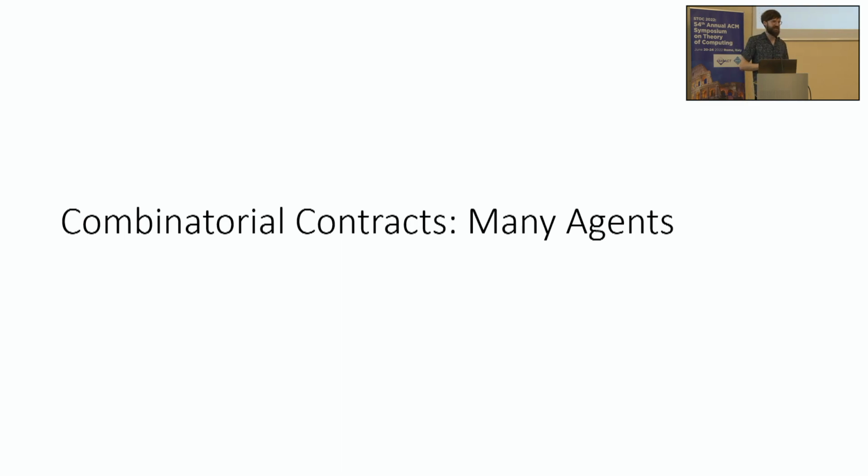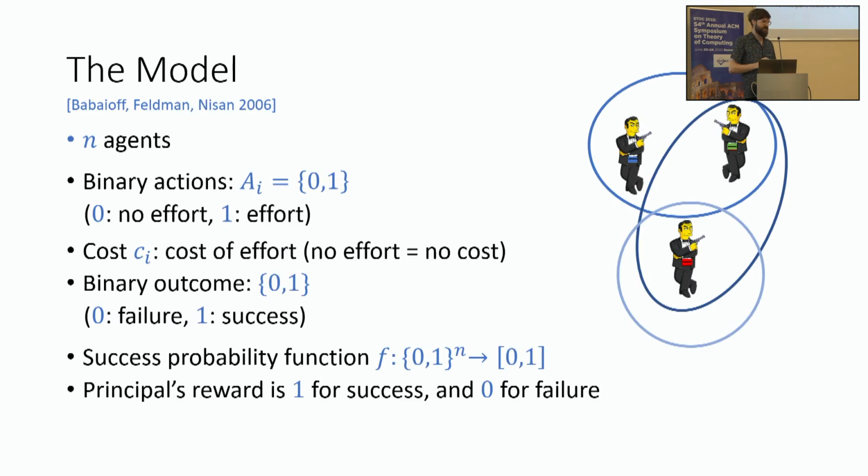Okay, now let me change gears for the last time. In this final part, I want to again talk about combinatorial contracts, just to hammer this down, but this time with many agents. The motivating example here would again be that you're running a team. You're a manager, and you try to incentivize your team to do the best they can. And as before, I should say, sorry, that this is really not my model. It's from this pioneering, very nice work by Babaioff, Feldman, and Nisan from already 2006.